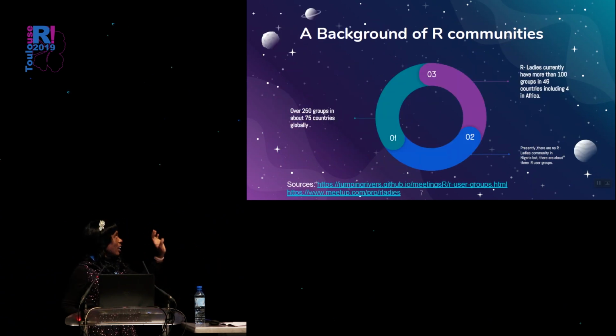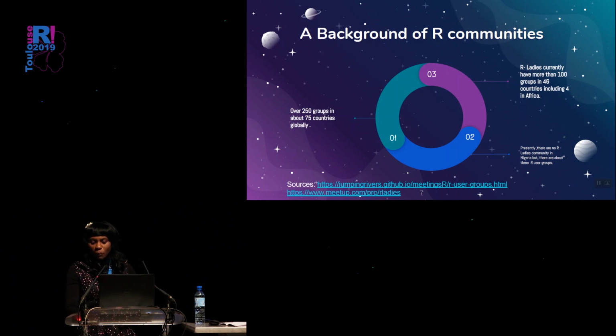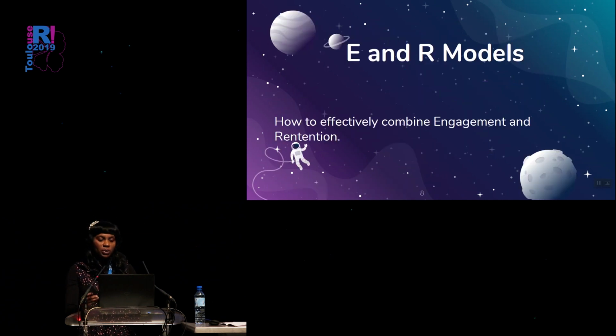This is from research I made, and I noticed that just one R community is recognized on the website. I found out that there are 6 other ones in Nigeria, which probably the consortium is not even aware of. So I'm just going to be saying how to combine the 2 models.